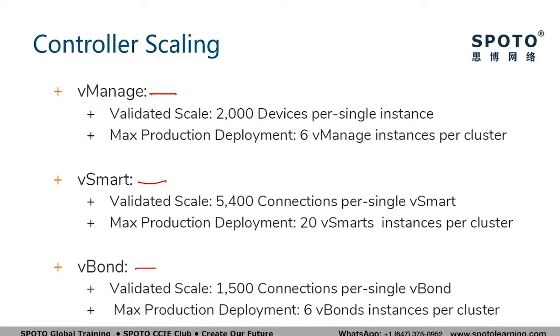For the vBond, validated scale is 1,500 connections per single vBond. Maximum production deployment, 6 vBond instances per cluster. So keep in mind, these are the controller scaling validated and recommended by Cisco. Just follow the Cisco best practices.